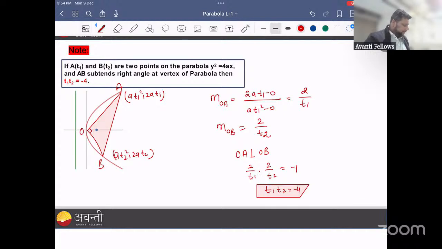Am I clear? Very good, Dhruvi. Have a look.